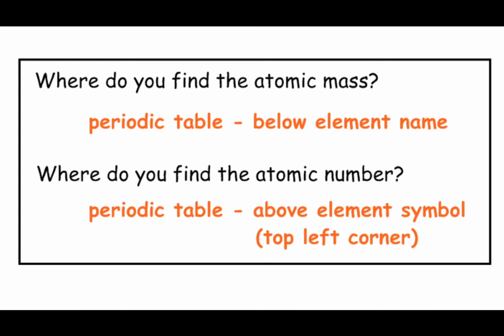So where do we find the atomic mass? In our periodic table, we find the atomic mass below the element name. So when you read the symbol, you'll see the name, and then below that name will be a number, and that is your atomic mass. So where do we find the atomic number? The atomic number on a periodic table is above the element symbol, and that's usually in the top left corner.